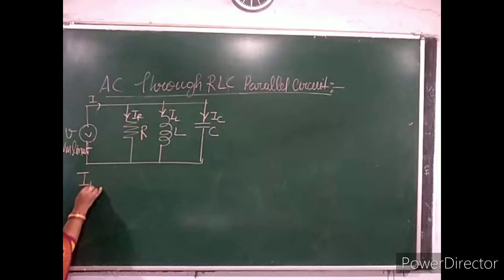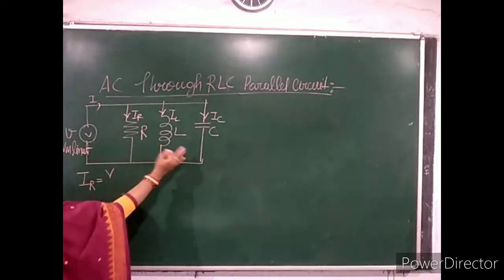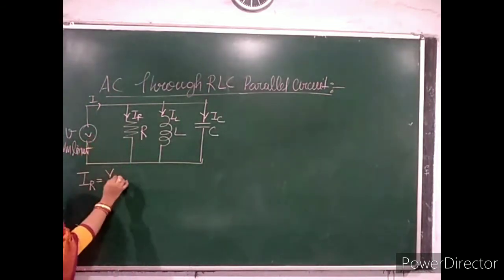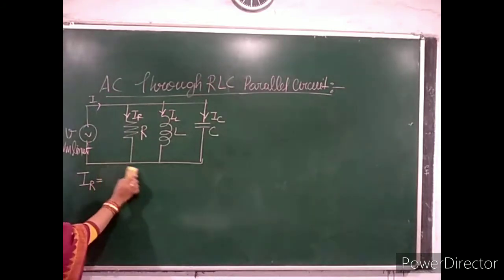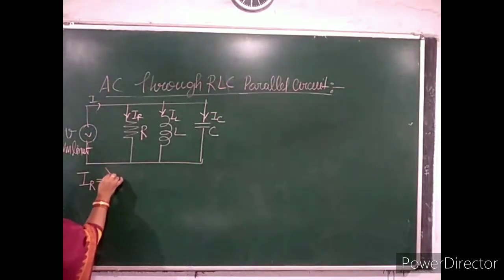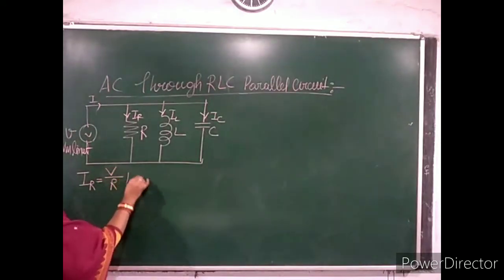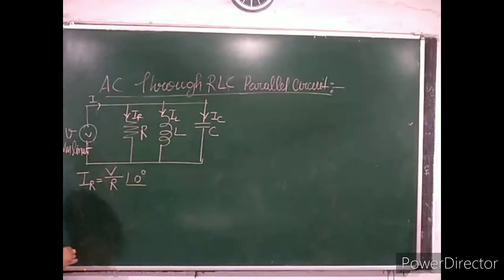Let the RMS values of these currents be as follows. As you know that in parallel, voltages are the same. So the same voltage V is across each element. This V is the RMS value of supply voltage. So this voltage is the same across the resistor, inductor and capacitor as it is a parallel circuit. So the resistor current is V by R and the phase angle is 0 degree, because the current phasor and voltage phasor are in the same phase in a purely resistive circuit.